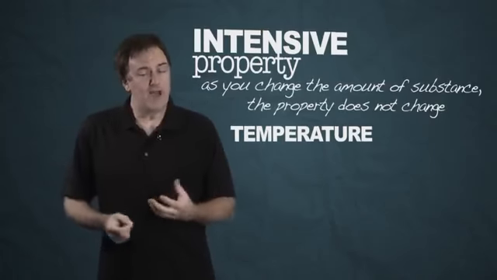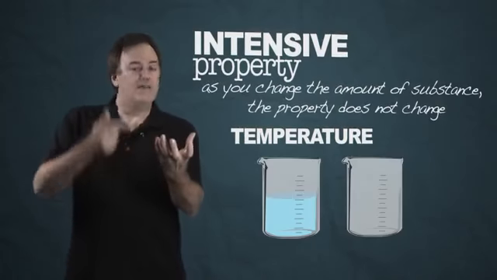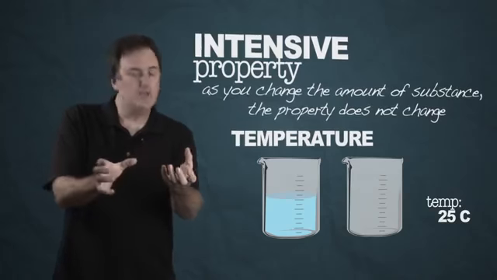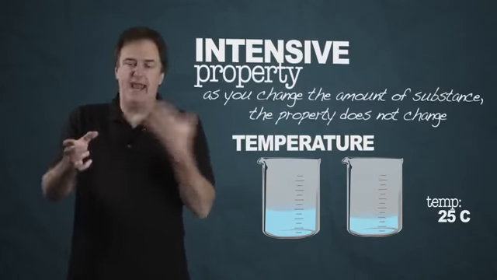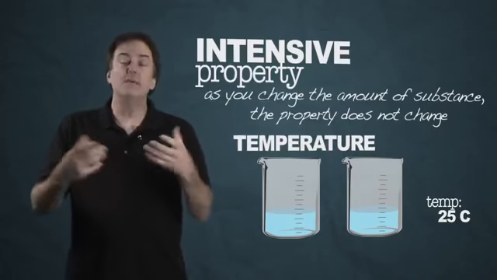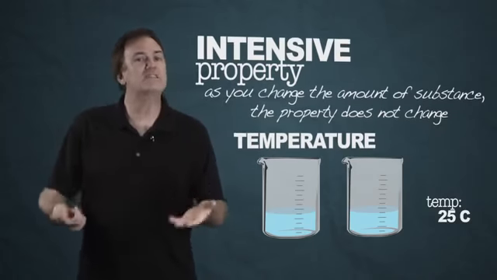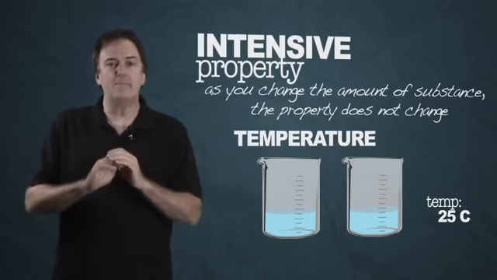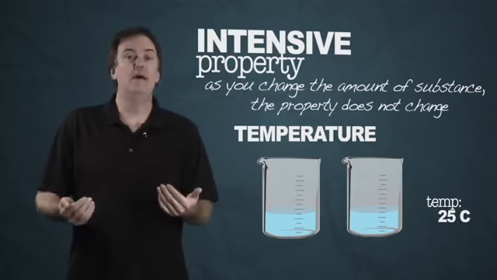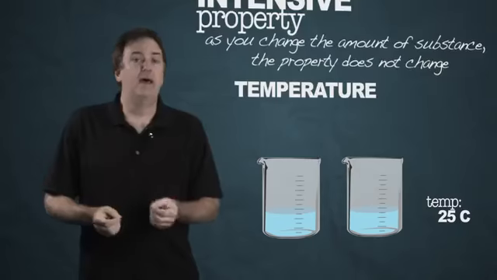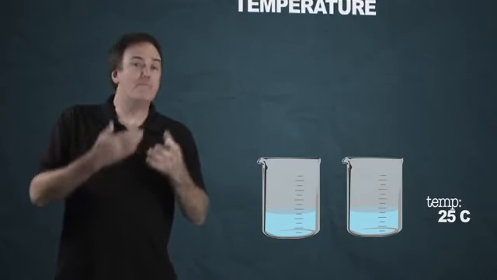Great example: if you had a glass of water that's 25 degrees C and you pour half the water into another glass and ask yourself, now what's the temperature? The temperature is still 25 degrees because it's an intensive property. It absolutely does not matter about the amount that you have. It's intensive.